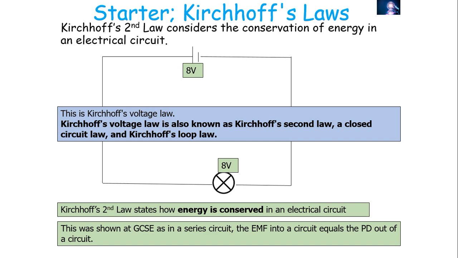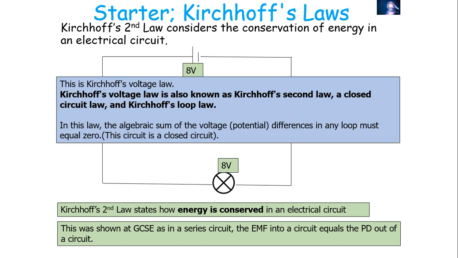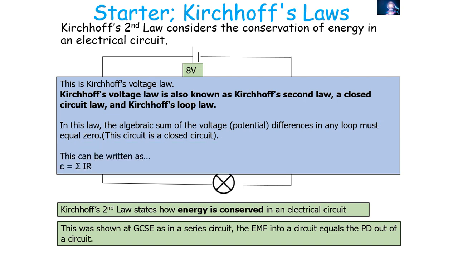Now this is called the second law, or the voltage law, or the closed circuit law, or the loop law. And again, it's based on the principle of conservation of energy. In this law, basically the algebraic sum of the potential differences in any loop must equal 0, i.e. the circuit is a closed system. The circuit is a closed circuit, which you can write with that particular notation.